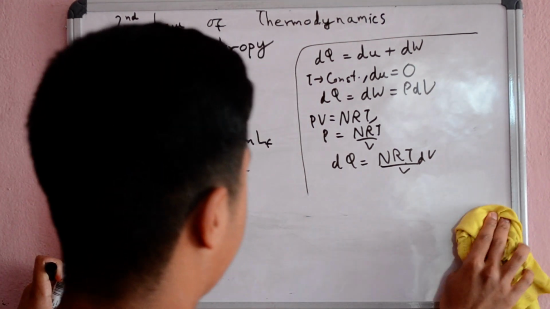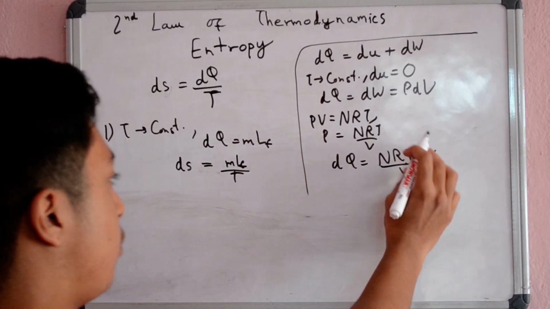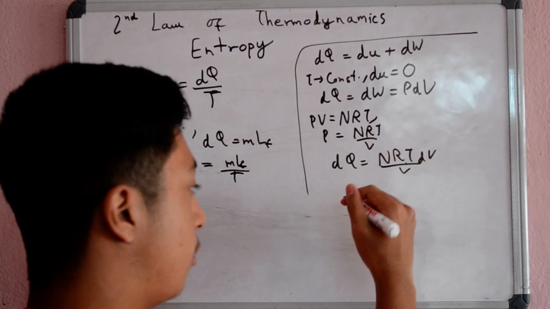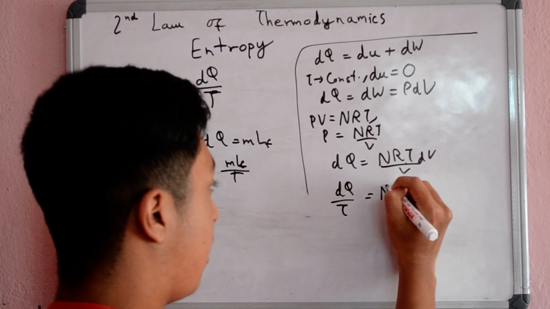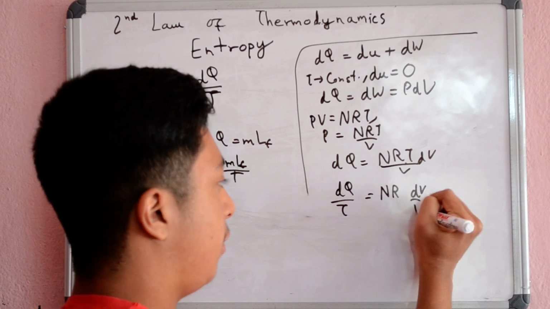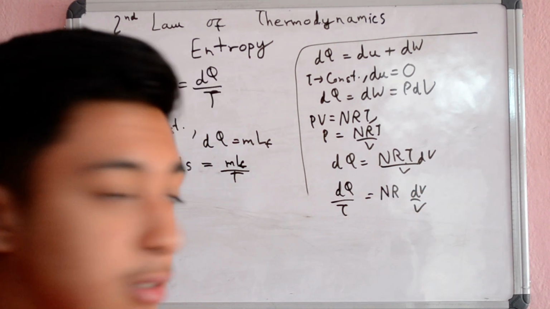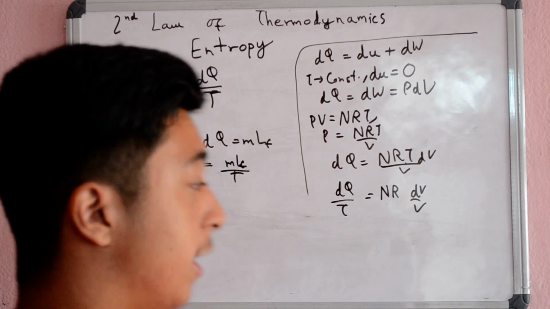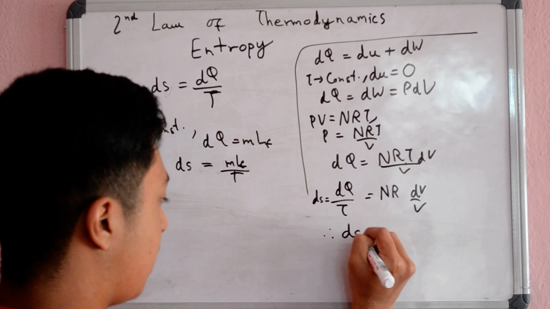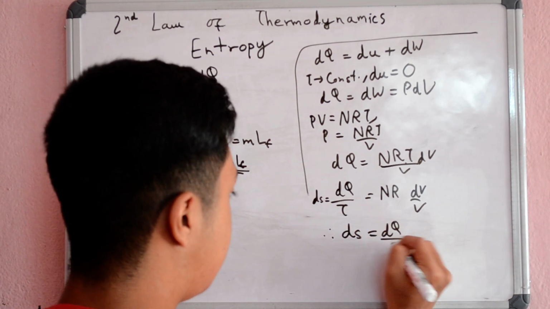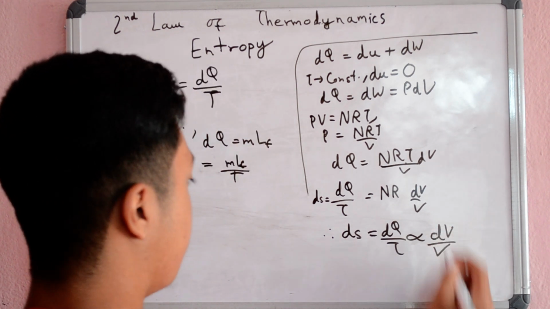Now we want the change in entropy, so we have the temperature part. Let's just move that downward. So dq by T is equal to nR dv by v. Here both the number of moles and the gas constant are constant. So this is equal to dS. dS equals dq by T, proportional to change in volume by original volume.